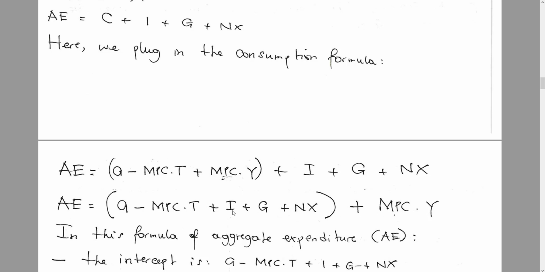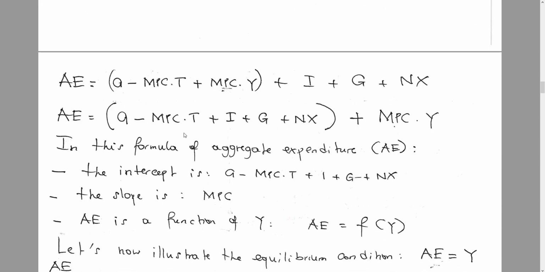That's basically what we're doing here. So all this right here, guys, is the intercept, and that's what I explained here. All this is the intercept now. And we have the slope, which is the MPC once again, times whatever variable we have on the x-axis. So this is the intercept, this is the slope, and AE is a function of Y.